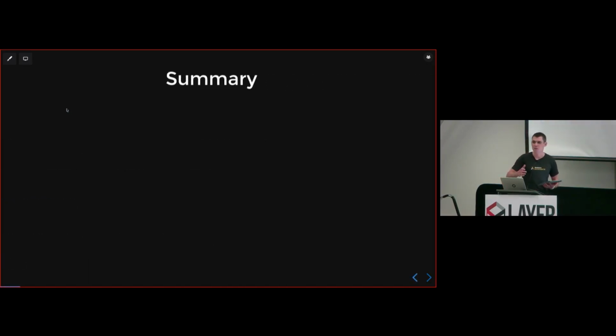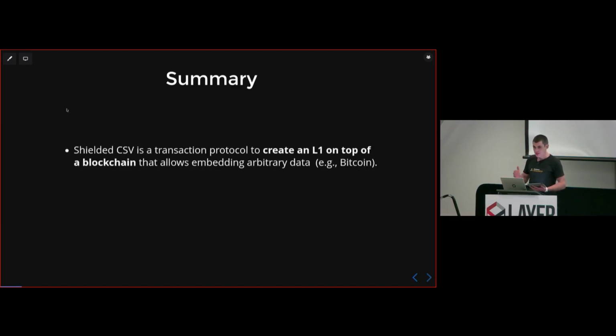We start with a summary of the protocol. Shielded CSV is a transaction protocol to create an L1 on top of a blockchain that allows embedding arbitrary data. For example, Bitcoin. And by L1, I mean a system that provides the concept of ownership and transfer of ownership.